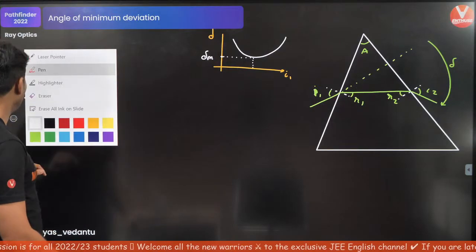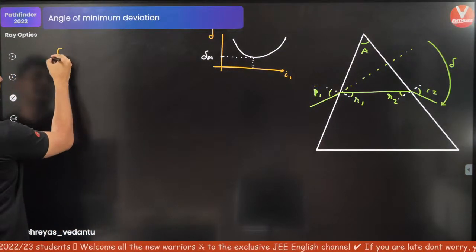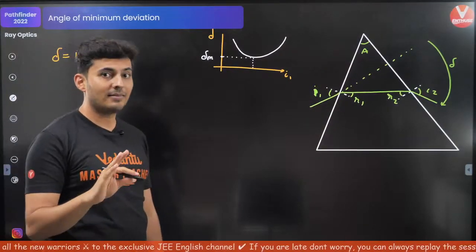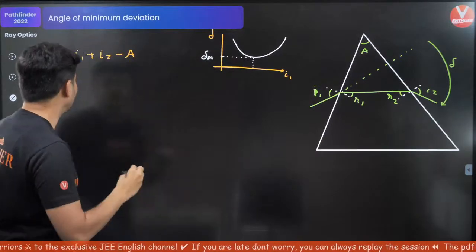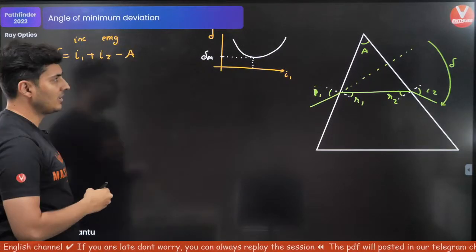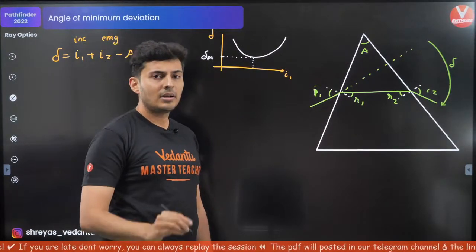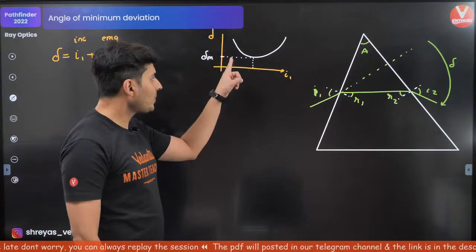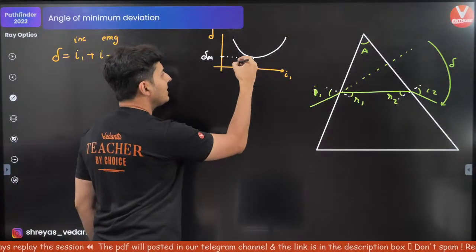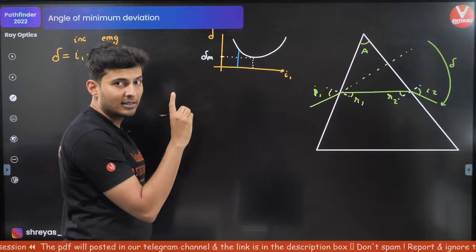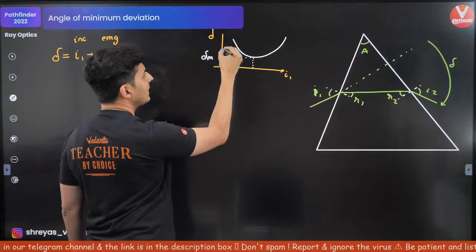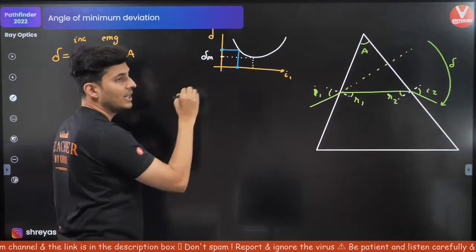We all know that delta is I1 plus I2 minus A. I1 is the incident angle, and I2 is nothing but the emergent angle. Now look at the graph carefully, you will understand one unique thing. Say, if I take some angle of incidence I1 over here, let's say this point, I get some value of delta over here.